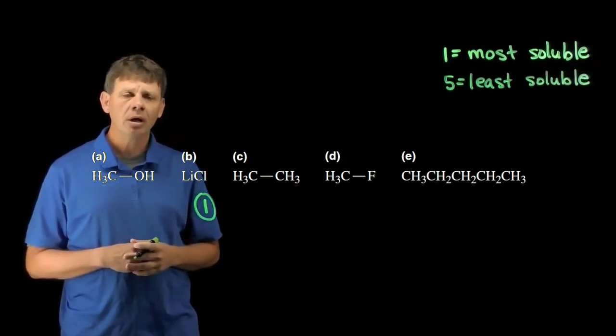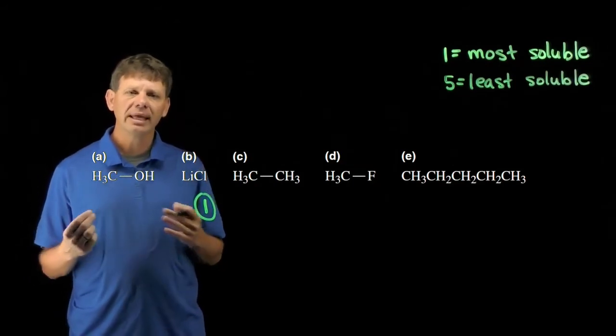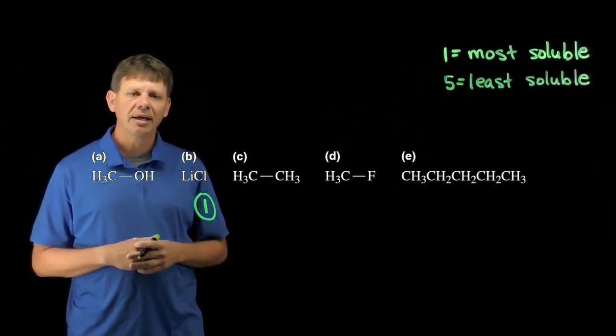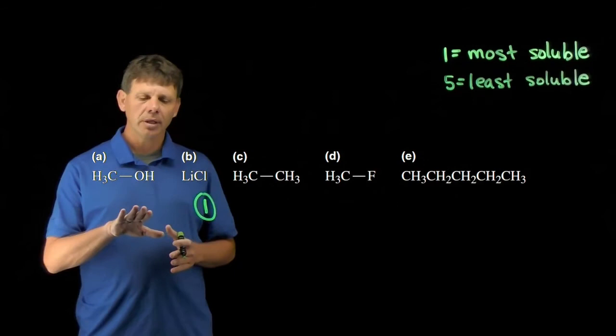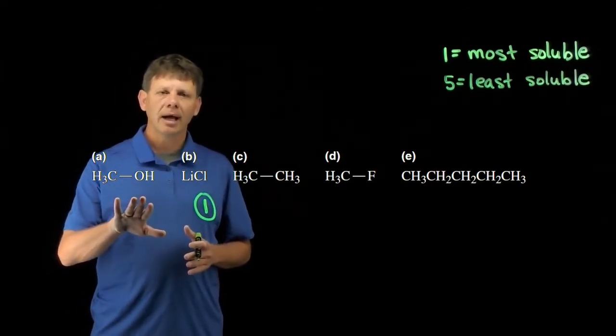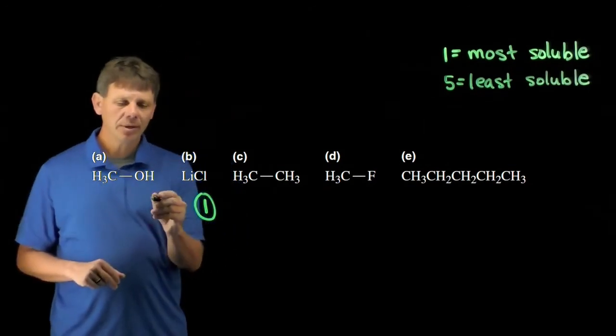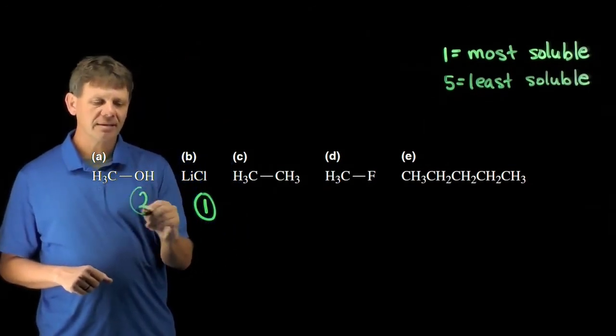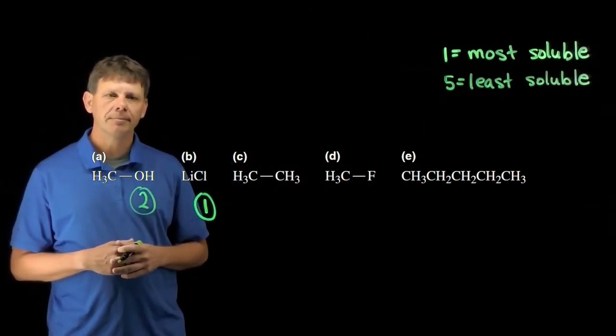The remaining 4 are all covalently bonded, and so we can't use the idea of ionization. Instead, what we're going to notice is that the hydroxyl group here in methanol can form hydrogen bonds with water. That's going to make methanol the second most soluble compound.